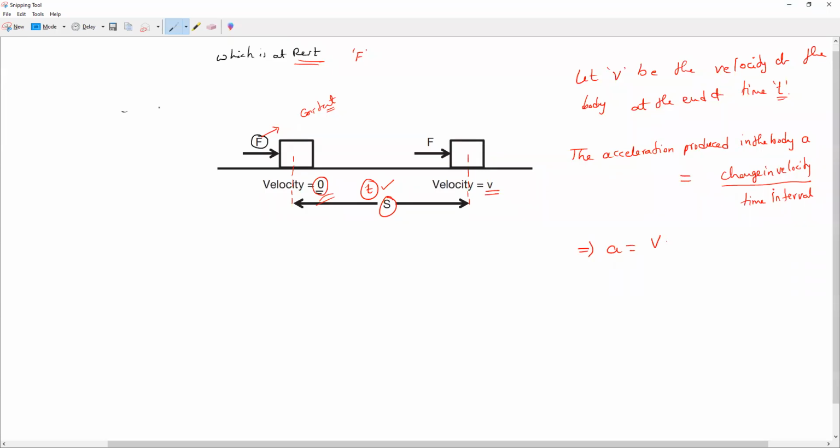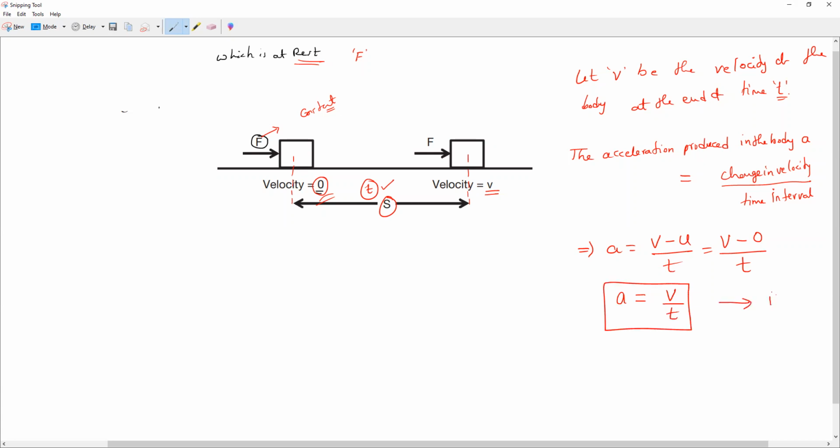Change in velocity means final velocity minus initial velocity, divided by time. So final velocity is v. Initial velocity is what? Agalya, what is the acceleration formula? Final velocity minus initial velocity, by t. Everything you forgot. Sorry, sir. What is the formula? v minus u by t, final velocity minus initial velocity. So what is the acceleration finally? v by t. Am I right or wrong?